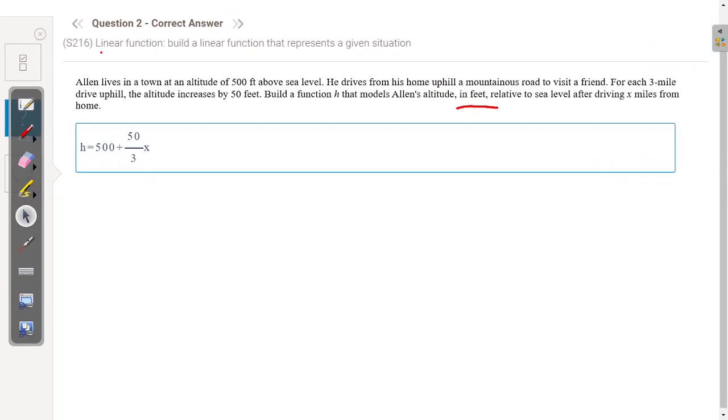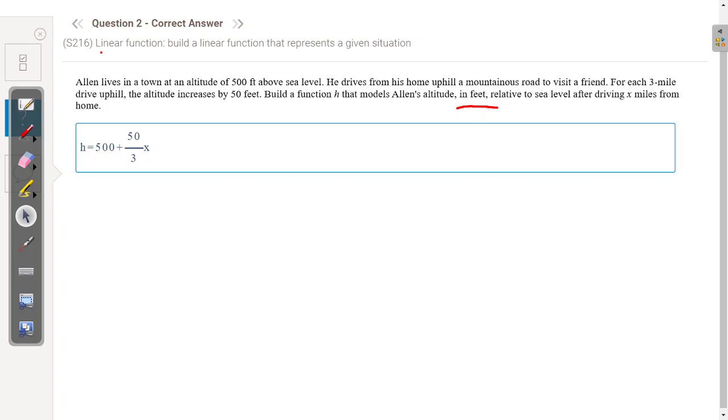Okay, Aaron lives in a town at an altitude of 100 feet above sea level. He drives from his home on an uphill, mountainous road to visit a friend. For each 3 mile drive uphill, the altitude increases by 50 feet. The function that models Aaron's height.